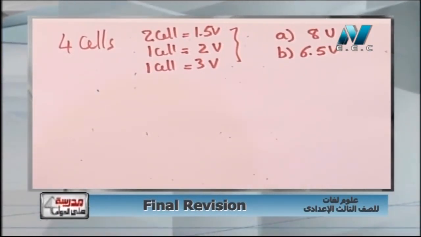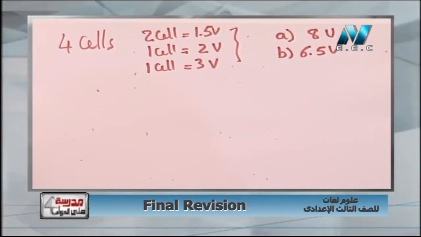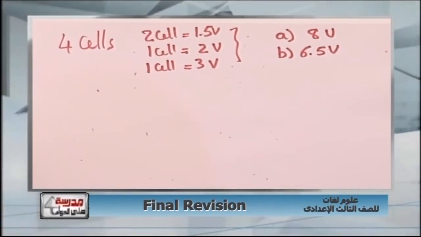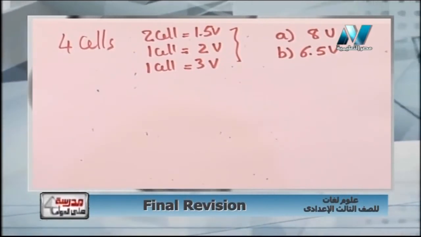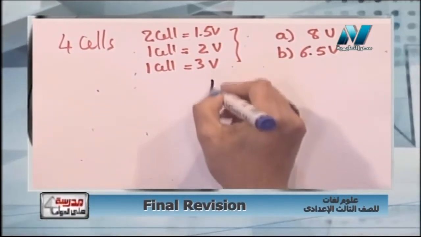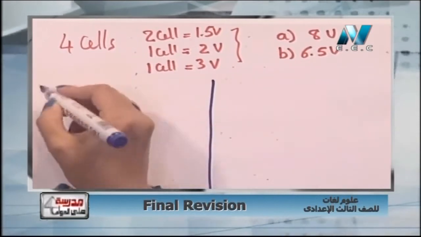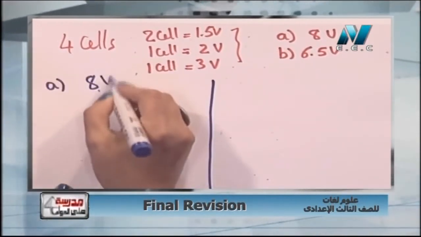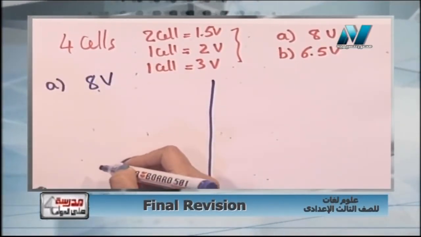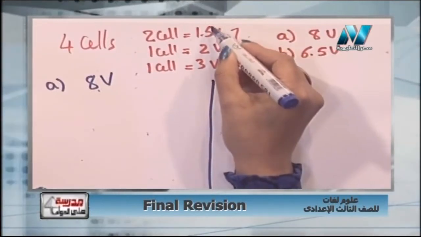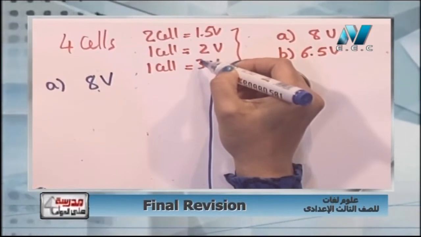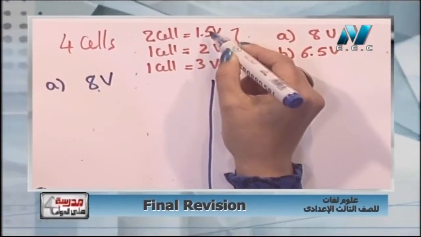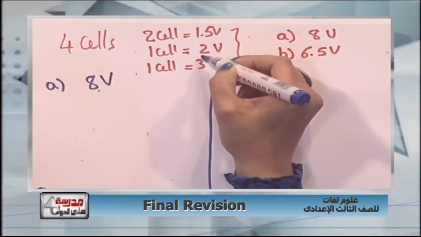In the connection in series, to obtain the EMF, we collect the sum of them, and in the connection in parallel, we only calculate one. But this is number A. Answer of number A, 8 volts. Okay, let's do it together. 1.5 times 2, 1.5 and 1.5, 3. 3, 5, 6, 7, 3, 4, 5, 6, 7, 8.